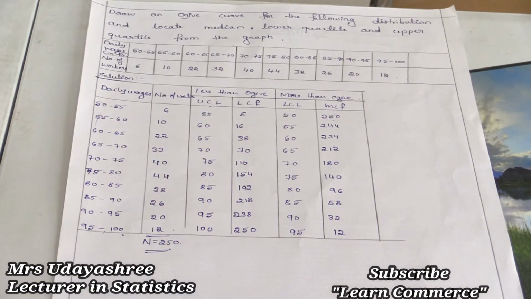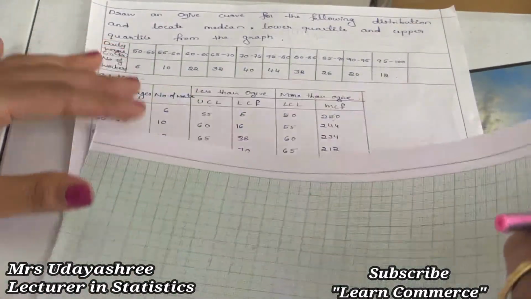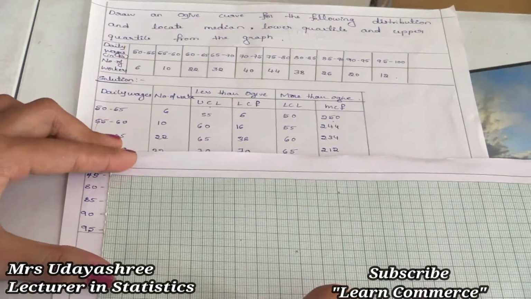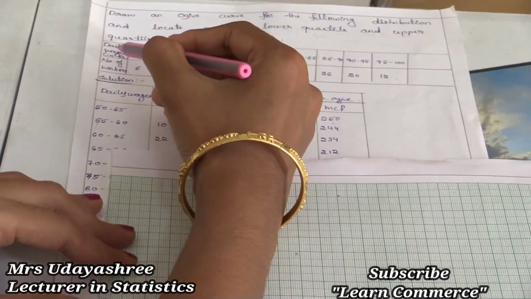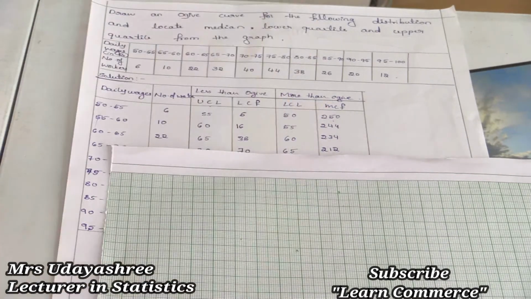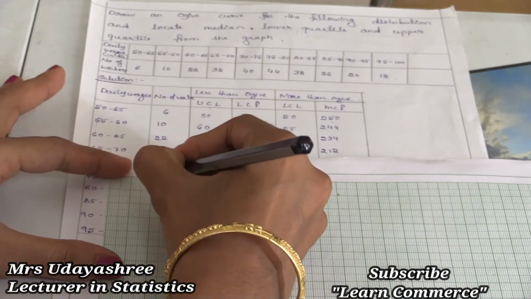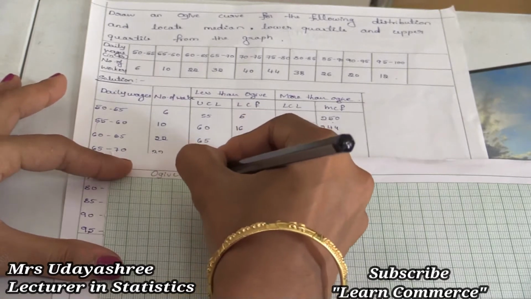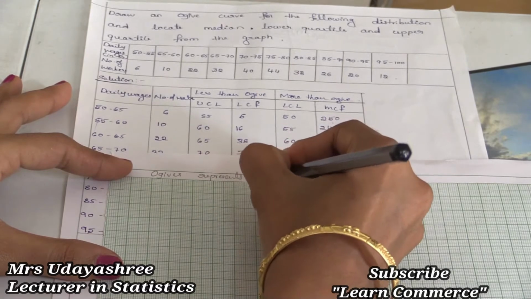Okay. Now we can construct the ogive. First, to construct the less than ogive and more than ogive, we need to write a suitable title. Here we need to construct an ogive, and the given information is daily wages and number of workers. So the suitable title is ogive represents daily wages of workers. I will write the title here: ogive represents daily wages of workers.